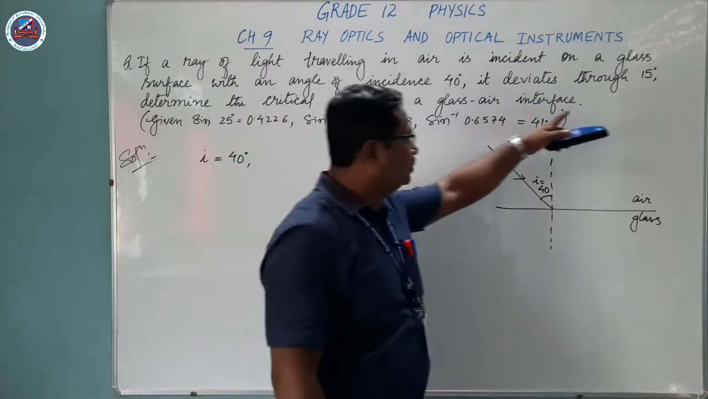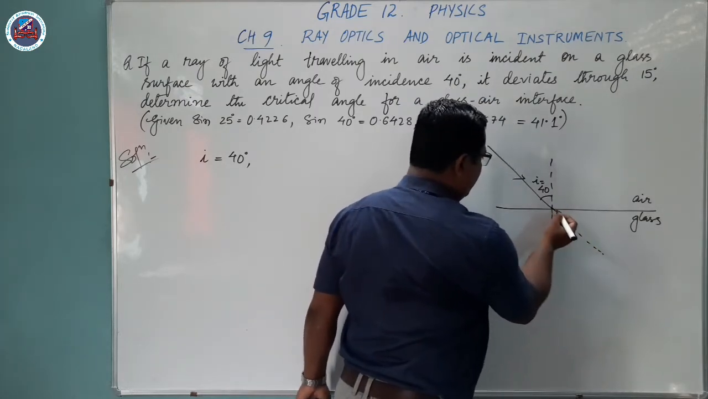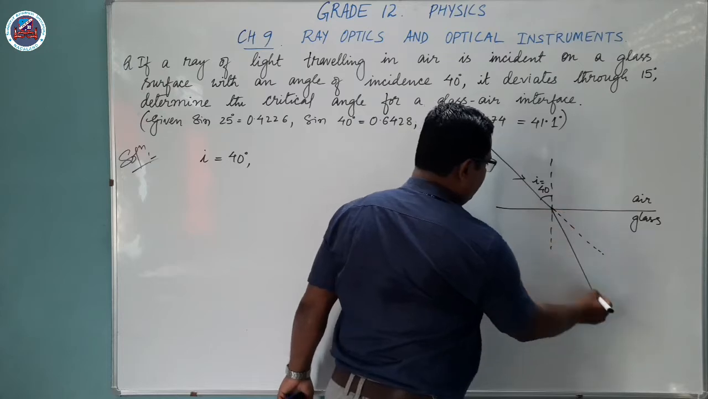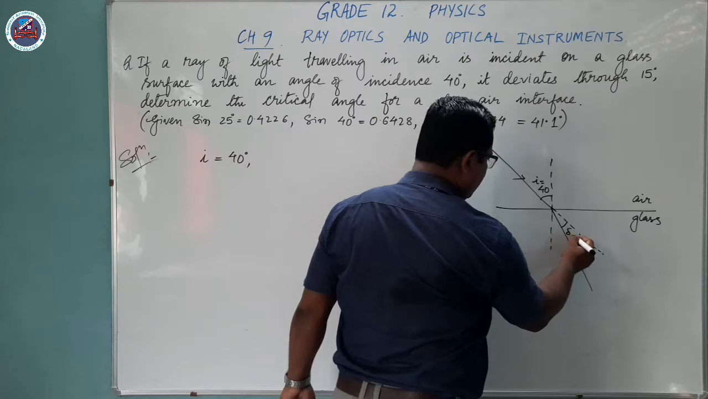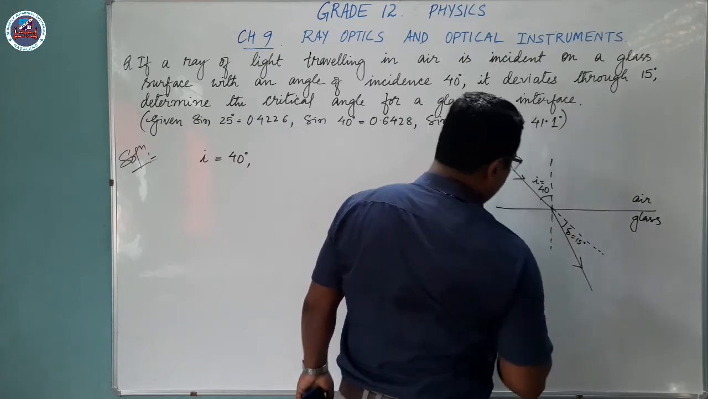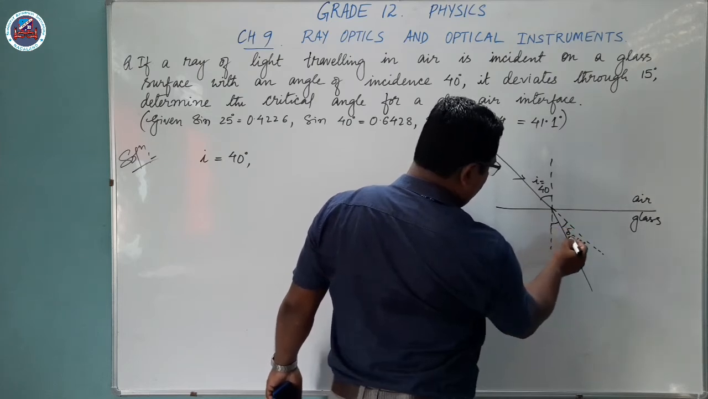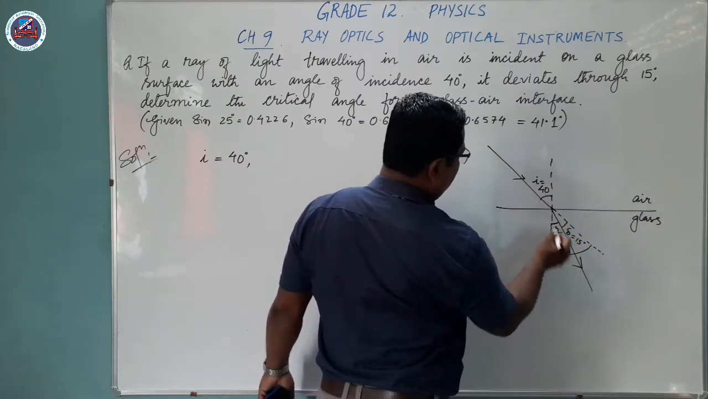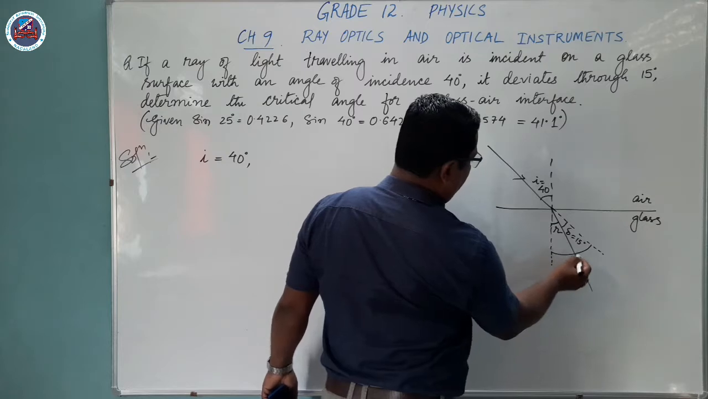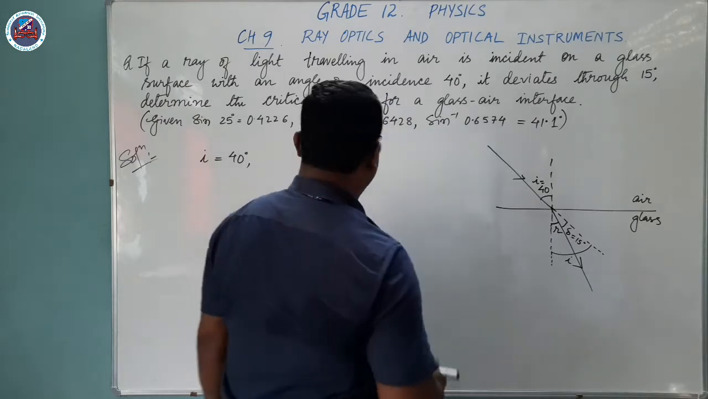It deviates through 15 degree. So it was supposed to go this way, but it gets deviated by 15 degree, from air to glass, bent towards normal. So this angle of deviation is given as 15 degree. So from here you can find out the angle of refraction. This angle of refraction R will be, these two are vertically opposite angles, 40 degree, angle I is this one. It will be equal to 40 degree minus 15 degree, then you will get the angle of refraction.